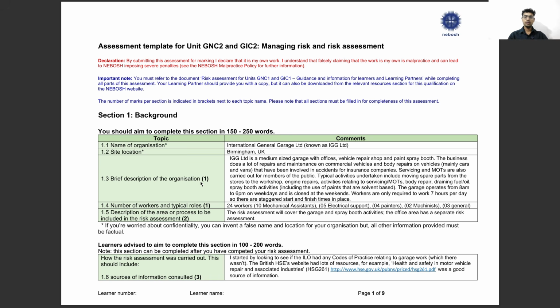So understand 1.3 is about the industry, the activities that they do, the people, the working people, and their working time. All these things are to be mentioned in this. Then comes 1.4, that is number of workers and typical roles. Here you should put the exact figures of people that are working over there.